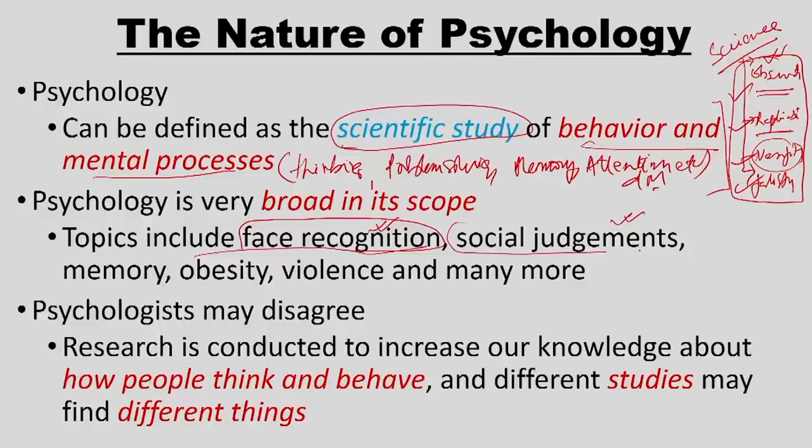The idea that, while interpreting other people's behavior, we hold their personality or their trait responsible for the behavior is called the fundamental attribution error. And so, social judgments are a very good example of the study of psychology. When we are looking at other people's behavior, we hold that their personality or their core traits are responsible for whatever behavior they are doing. This is called the fundamental attribution error. The study of fundamental attribution error is a subfield of psychology. So, this can be studied.